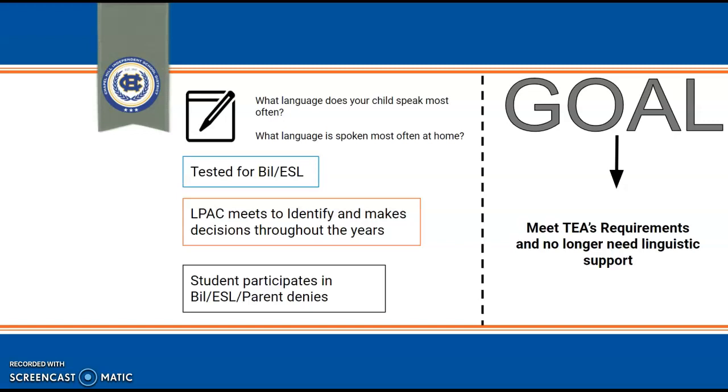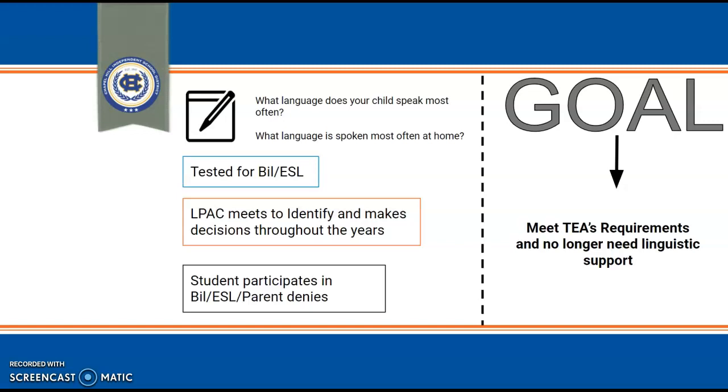So if it's Spanish, if it's Urdu, if it's Hindi, if it's any other language, by law, we have to test our students. And when our students get tested, the LPAC committee convenes, they look over those results, and they begin to identify students based on the criteria established from TEA. Now at that point, they send a parent letter home. And parents have 3 options.